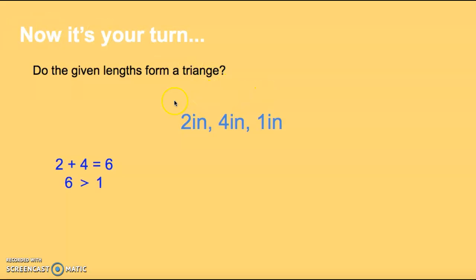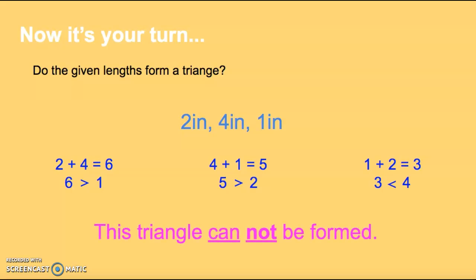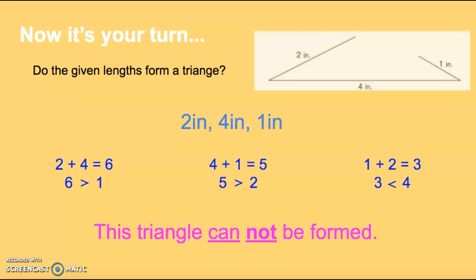When we add together the first combination, 2 plus 4, we get 6. 6 is greater than 1, that third side. Now we're going to try our next combination, 4 plus 1, which equals 5, and 5 is greater than that third side of 2. Our last combination, the 1 plus the 2, together equal 3. Is 3 greater than 4? Of course it's not. 3 is less than 4. Therefore, this triangle cannot be formed. It would look something like this.